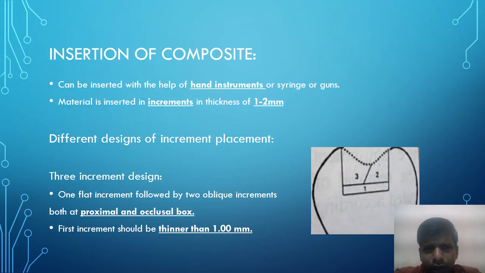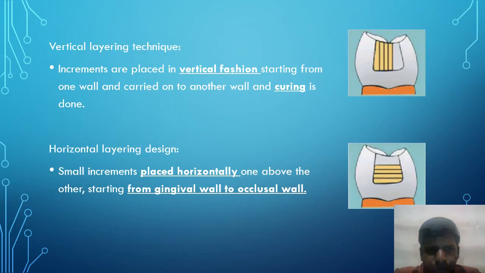Insertion of the composite. Composite can be inserted with the help of hand instruments or syringe or guns. The material is inserted in increments in thickness of 1 to 2 mm. Different designs of increment placement. 3 increment design: one flat increment followed by 2 oblique increments is placed, both at proximal and occlusal box. The first increment should be thinner than 1 mm.